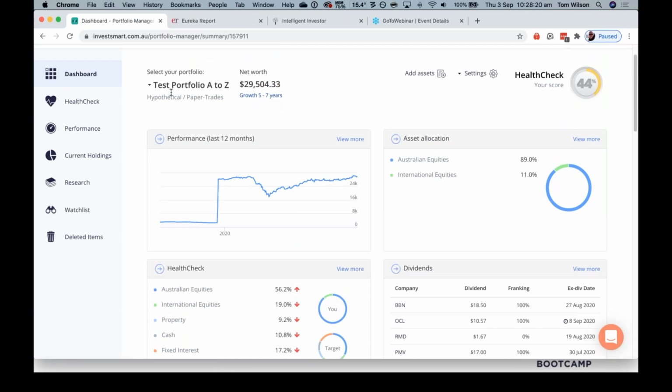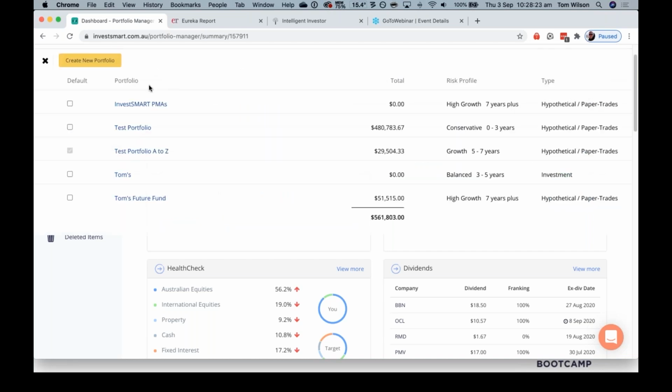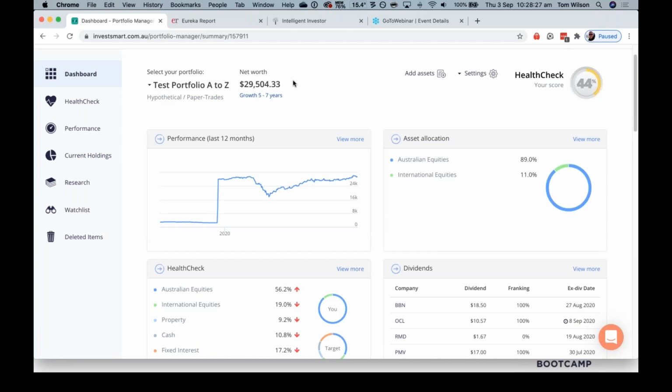So you can have multiple different portfolios. That's usually in line with your different goals. You can see here I've got the growth 5 to 7 chosen. That's what it's trying to match against. It's a very good way to track your investments and keep on top of them.